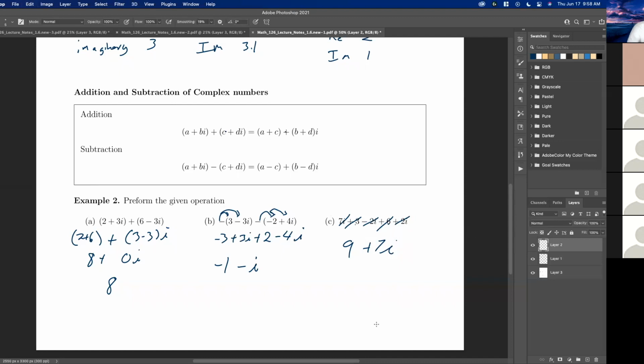Okay, so that's the first page. I'll let you guys finish copying that down as I take a drink.